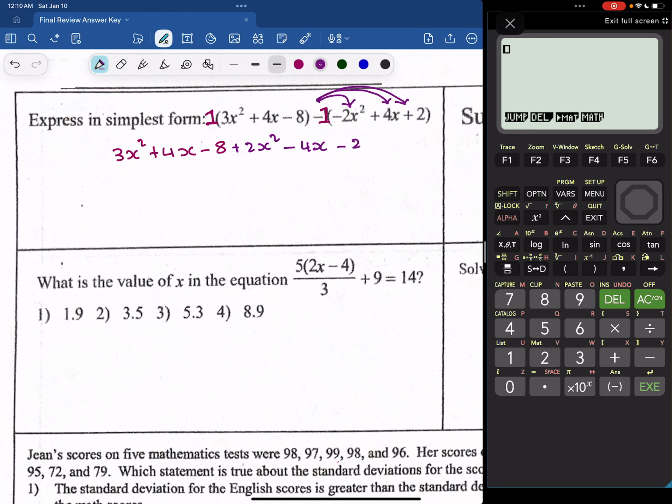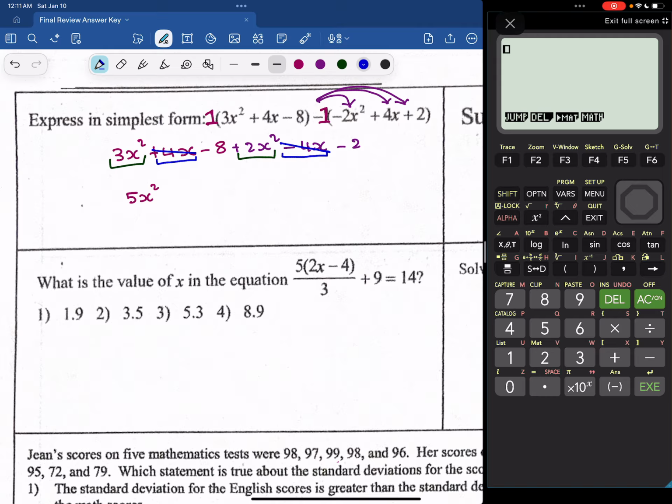Now that I've distributed that, I can just go ahead and simplify by combining the like terms. So our first pair of like terms are 3x squared and 2x squared. So 3x squared plus 2x squared is just 5x squared. Then we have positive 4x minus 4x. So 4x minus 4x is just 0. So this is going to cancel out. We don't need to write 0x. We just cancel it out.